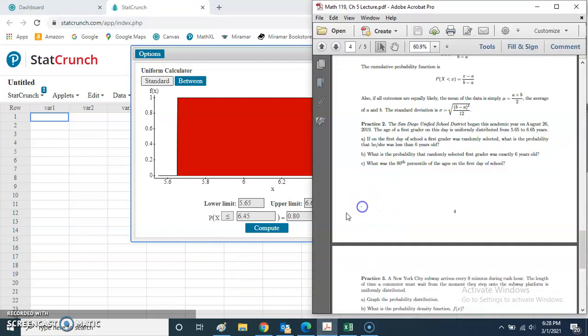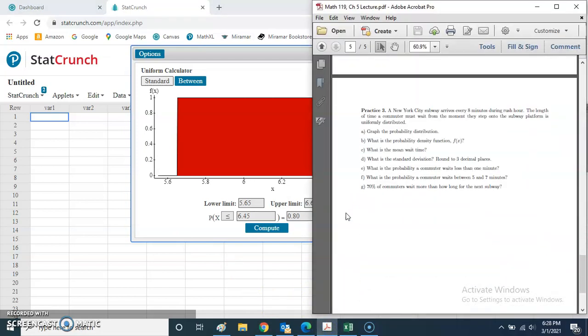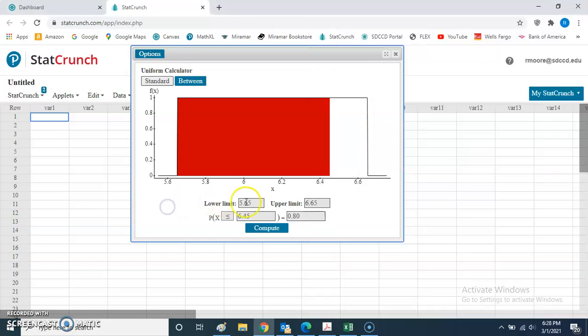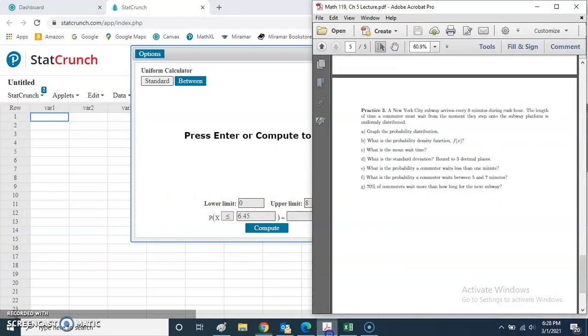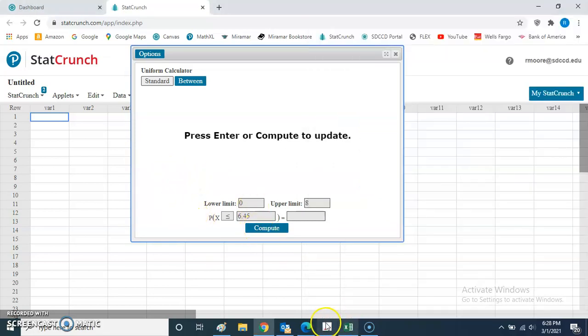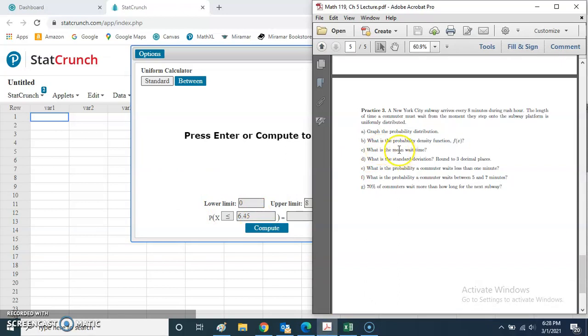Okay, moving right along. Number three, we got this New York City subway, classic example of a uniform distribution. Subways arrive every 8 minutes. Okay, so we said when we did it before, the lower limit is 0, right? And the upper limit is 8. I said, okay, so what's happening? Well, we were asked to graph. We just need to know what the graph looks like. I guess StatCrunch could kind of give us an idea of the graph if we forgot, right?